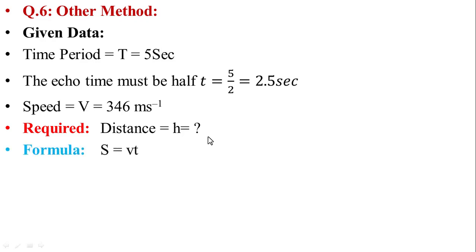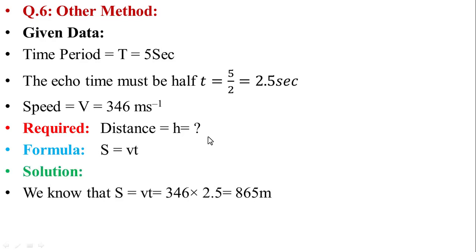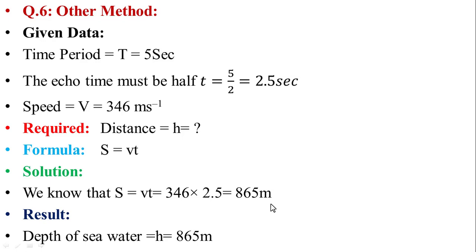Then we use the formula S is equal to Vt. In the solution, we know that S is equal to Vt is equal to 346 multiplied by 2.5. 346 multiplied by 2.5 is equal to 865 meters. So the result, the distance h is equal to 865 meters.